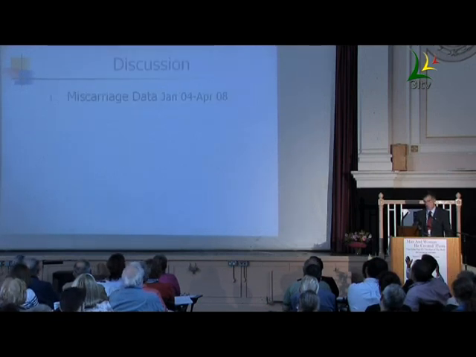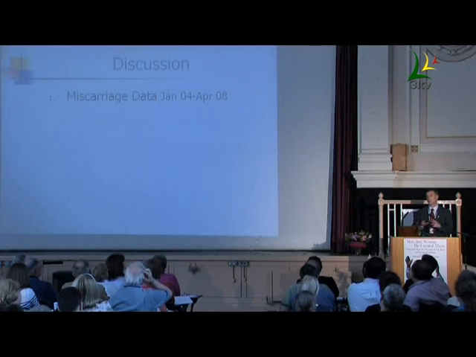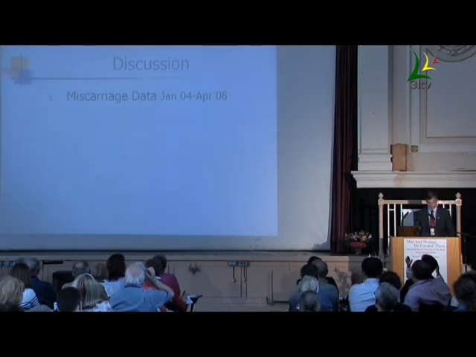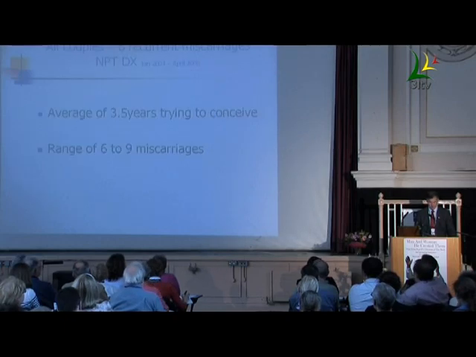Looking at our data, you could say, oh, well, everyone can wheel out an individual case. Well, I looked at a group of our most extreme group, that would be those who have had 6 or more miscarriages, and how did we do for these 4 years of practice between January 2004 and April of 2008. I didn't update it yet for this year. They were an average of 3.5 years trying to conceive, and their number of miscarriages ranged from 6 to 9.